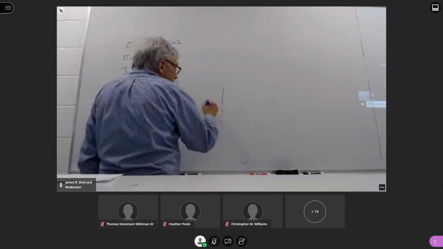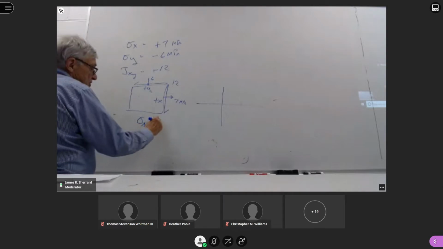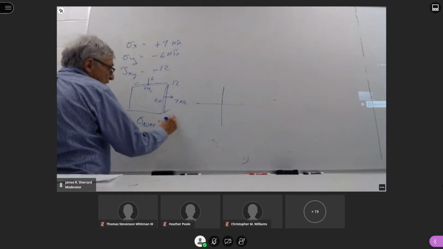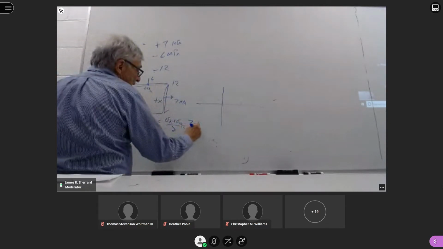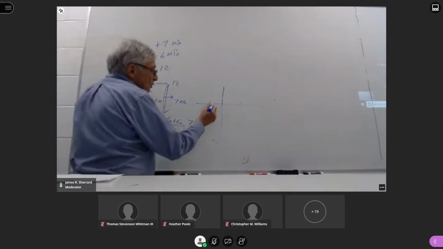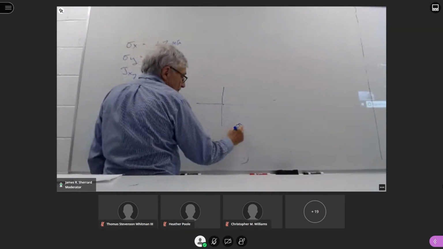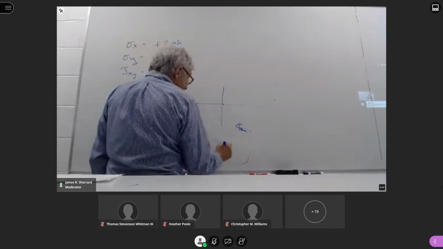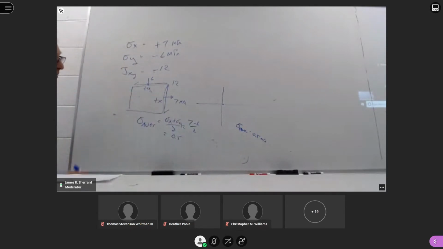I'm now going to draw my Mohr's circle. So the first thing I need to do is find the center of the circle, which is the average, which is sigma x plus sigma y divided by 2, which is 7 minus 6 divided by 2, which is 0.5. So that center is right there. So sigma average is at 0.5 megapascals.